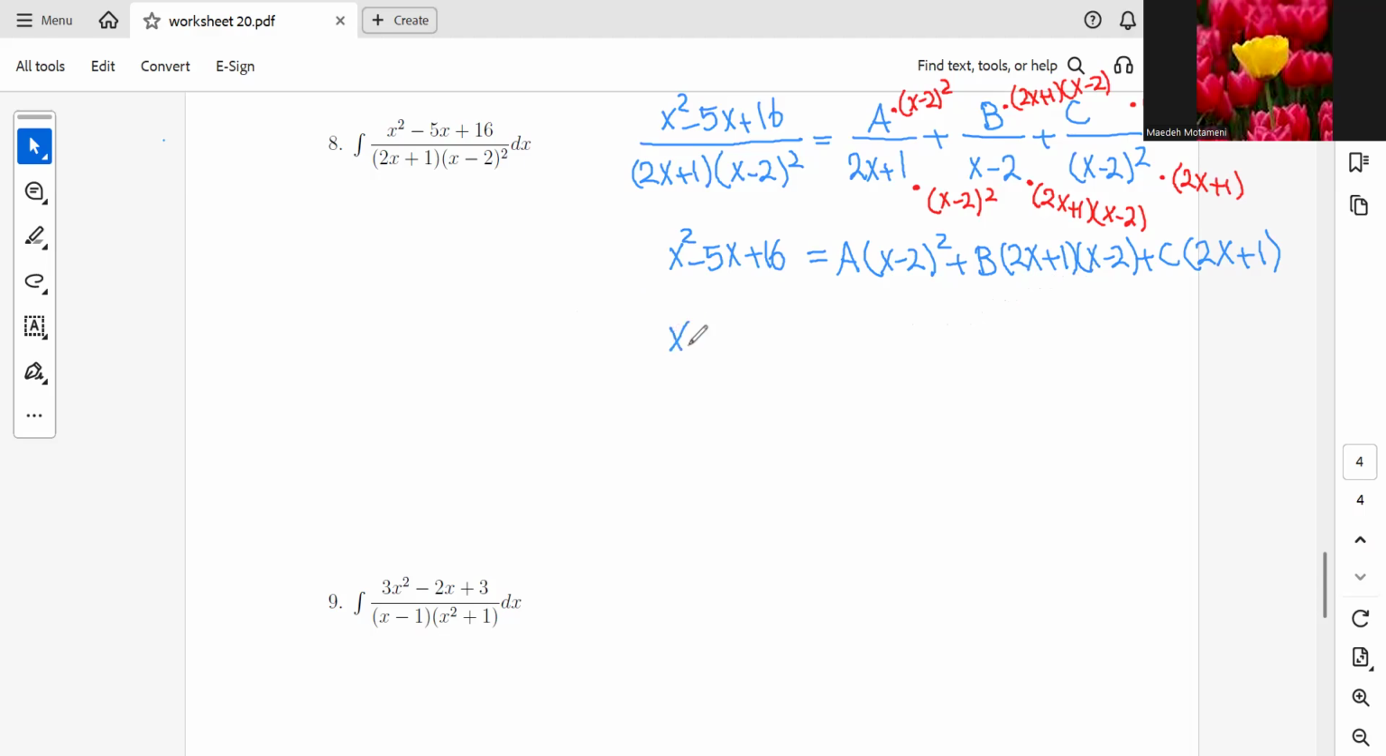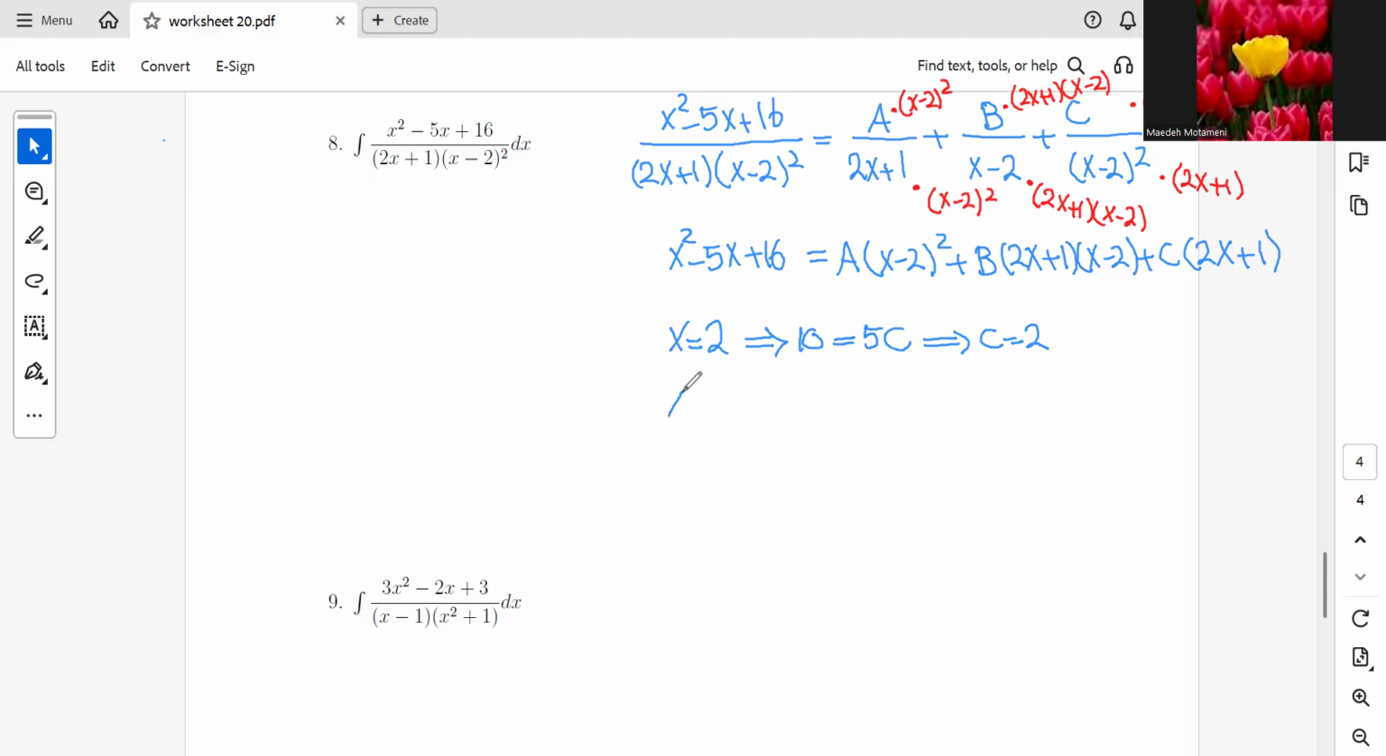If you pick some numbers, let's say x equals 2, and when you plug into the left side, you would have 4 minus 10 plus 16, that is 10, equals, for the right side, that would be 5 times c, because you don't have the first one, you don't have the second one, you only have the third one. From this, c is 2.